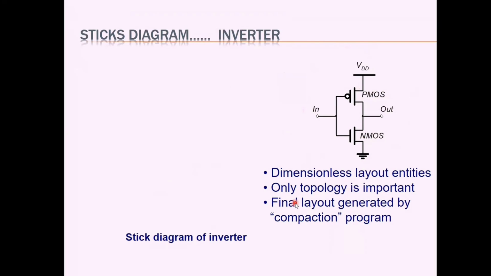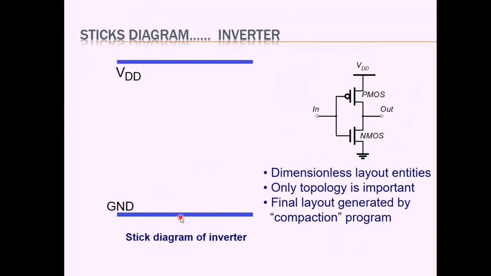Now we will see the drawing of the stick diagram of the inverter. The first step is drawing the VDD line and VSS line. So VDD and VSS, that is ground. Ground is also called the VSS line. VDD and ground lines will be of metal. So we are using metal layers horizontally, VDD at the top and ground at the bottom. Two metal lines, one for VDD, one for ground, are drawn.